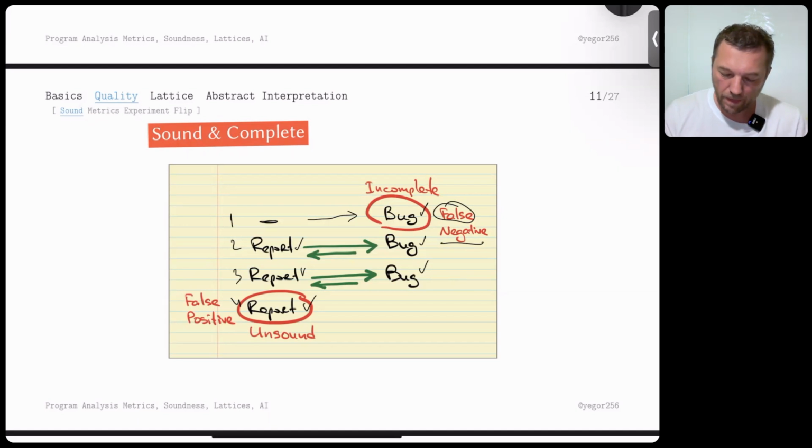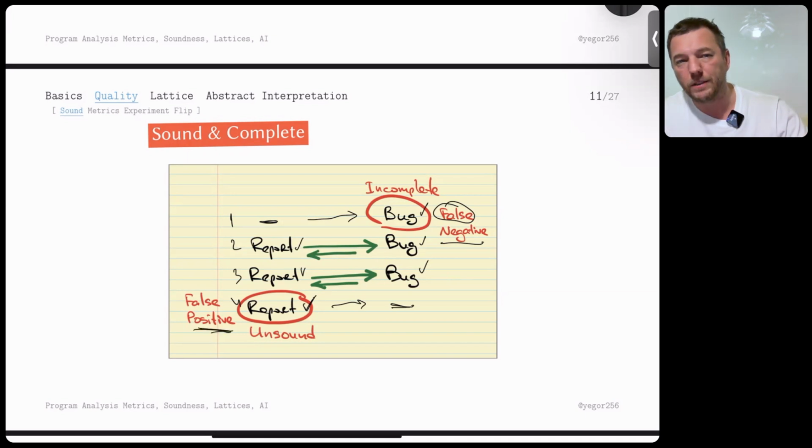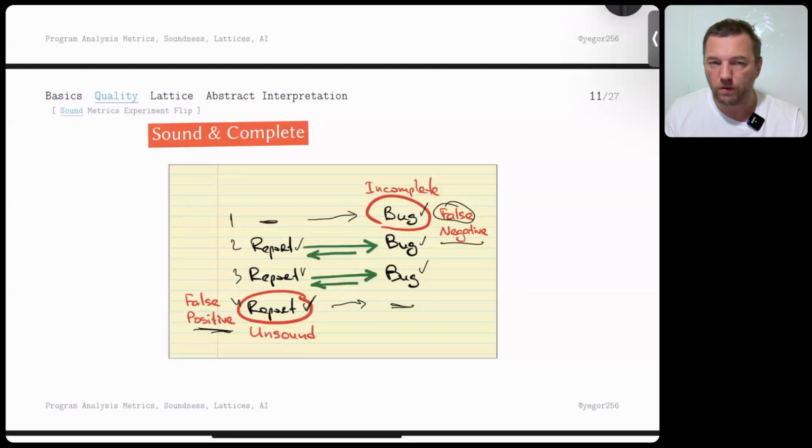And here, the analyzer said, yes, the bug is here. But in reality, there was no bug. So I gave the program without a bug, but the analyzer said, yes, the bug is there. So the analyzer gave me the positive response. I see the bug, I see that this program will fail, but it's false. The information is wrong. So it's called false positive. And this is okay. This is true positive. So the report is here, the bug is there.